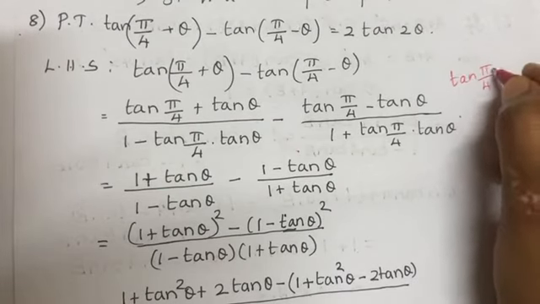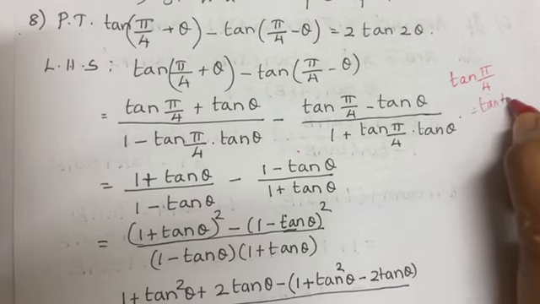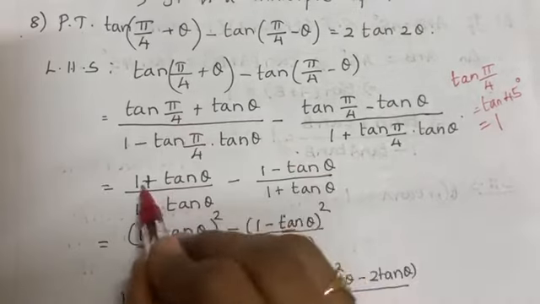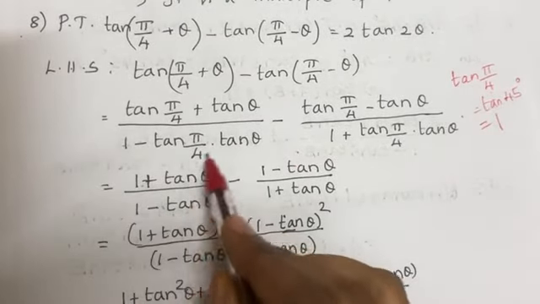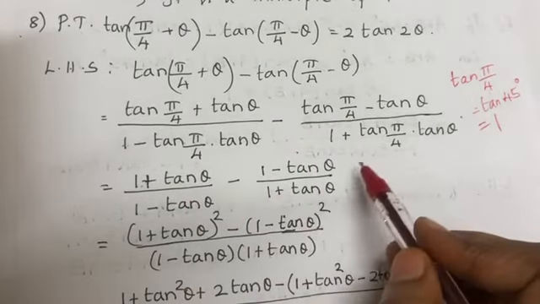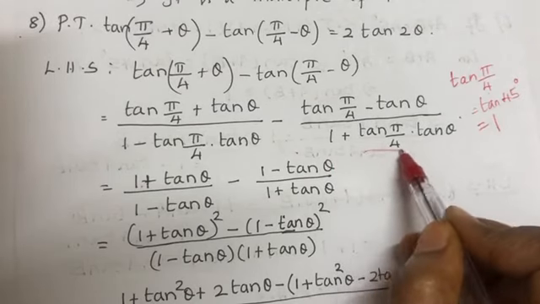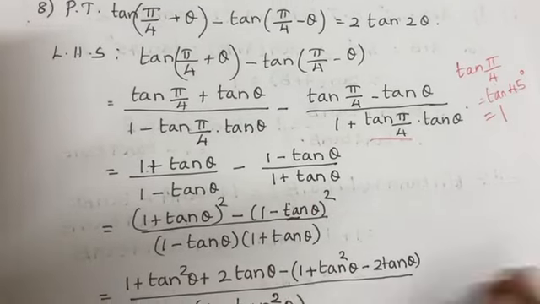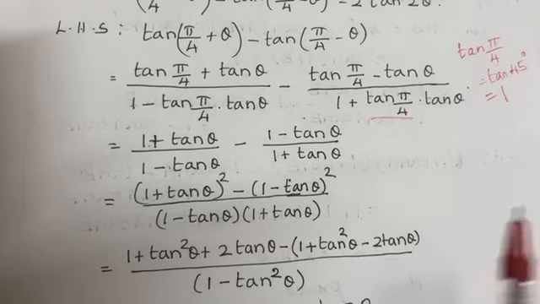Pi is 180 degrees. 180 by 4, it is tan 45. Tan 45 is equal to 1. So, tan pi by 4 is 1, so 1 plus tan theta divided by 1 minus tan theta, minus, here as well we have 1, so 1 minus tan theta divided by 1 plus tan theta. Tan pi by 4 value is 1. So, we will take 1 minus tan theta into 1 plus tan theta as LCM.